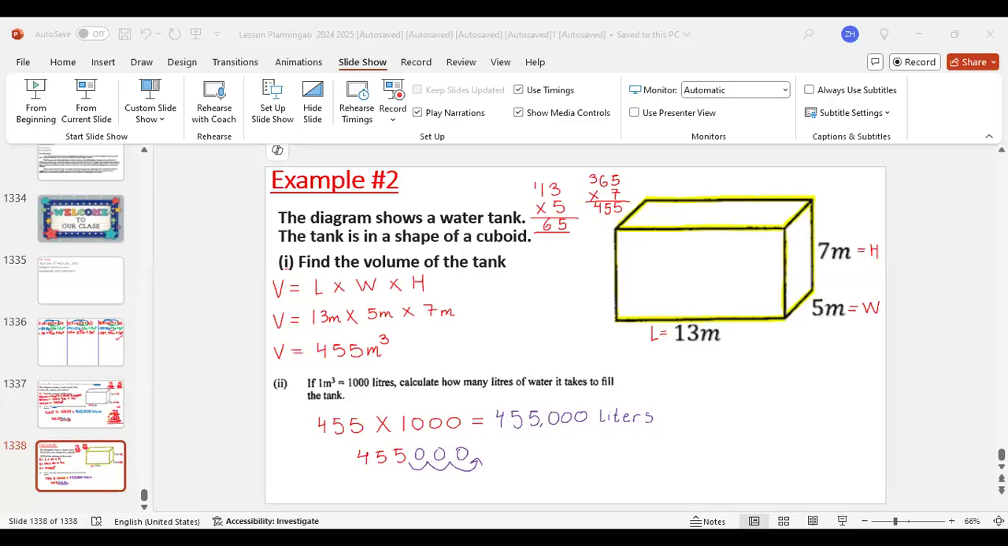Let it sink in. It's 420,000, not 42,000. Does that make sense to you? Yes, sir. You have to multiply it by 1,000, all right? Good. Go ahead. Someone have a question for me? Mr. Petit, can we put the letters there? No letters, only the numbers.